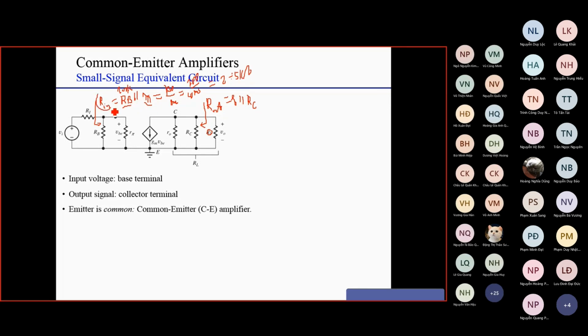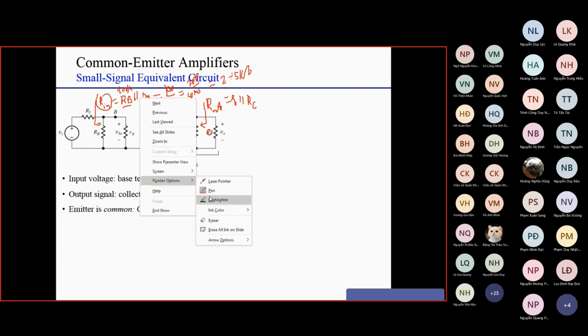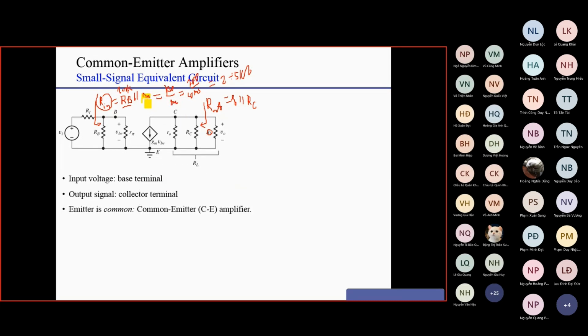So that means R in here is determined mostly by the smaller one. Okay, so that means determined by R pi. And in turn, R pi is determined by the transistor itself. That means the beta 0 and the current of the Q point. Okay, because Gm is 40 IC.